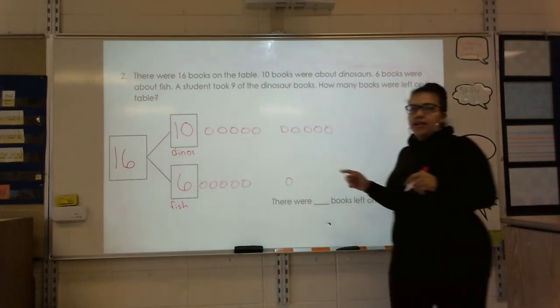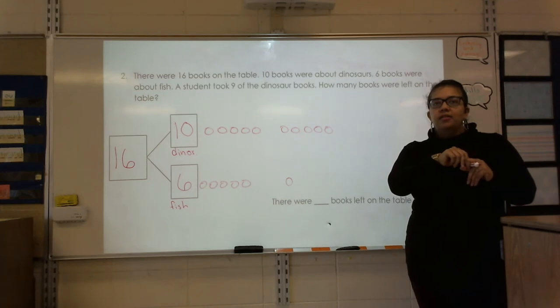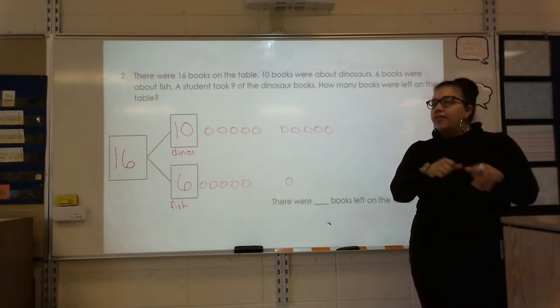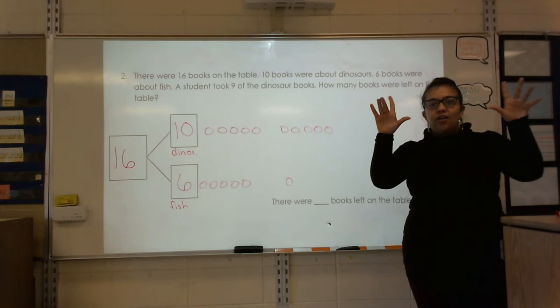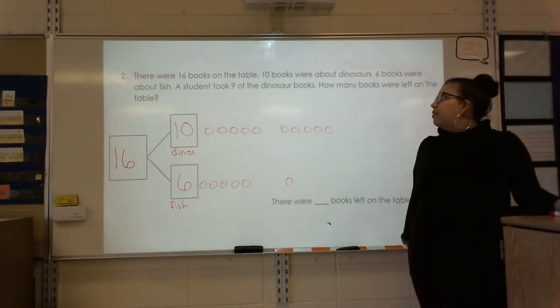Remind me again, why do I leave those spaces between those groups of 5? To help us when we're counting. Yes, just like our hands, 5 and 5. I don't need to count my fingers. I know that's 5. Therefore, I know this is 10. The same thing in our drawing.